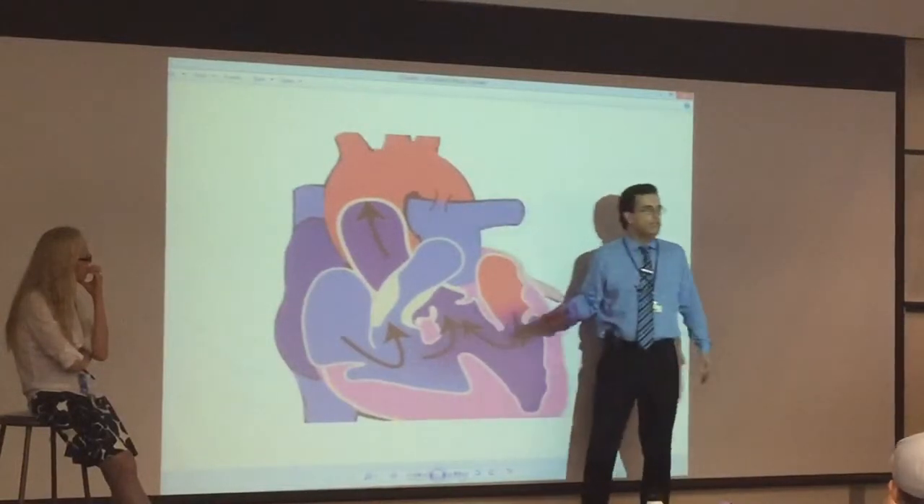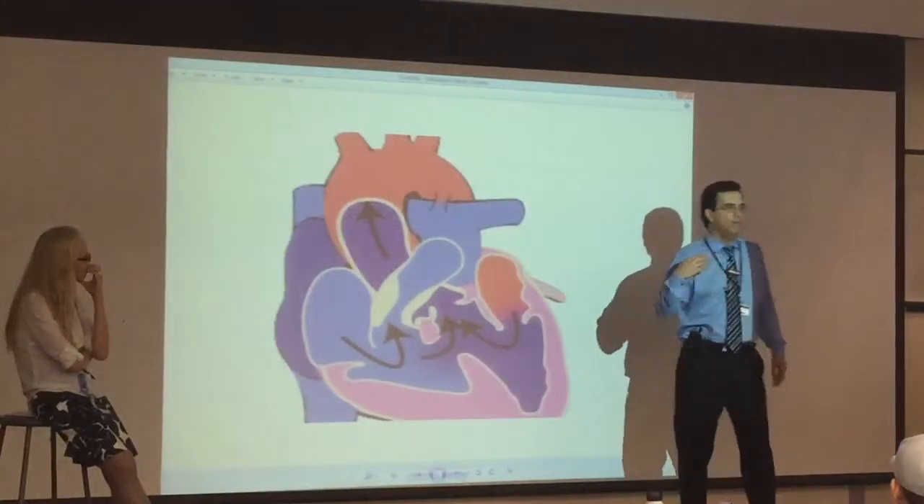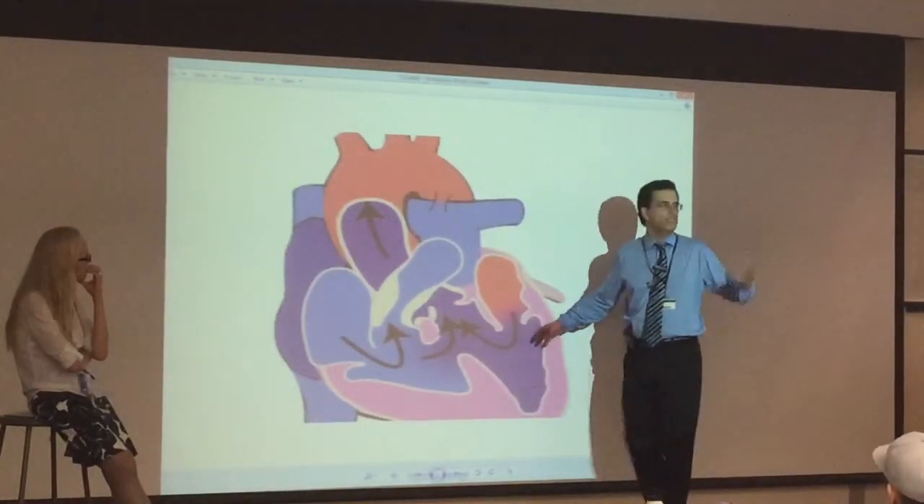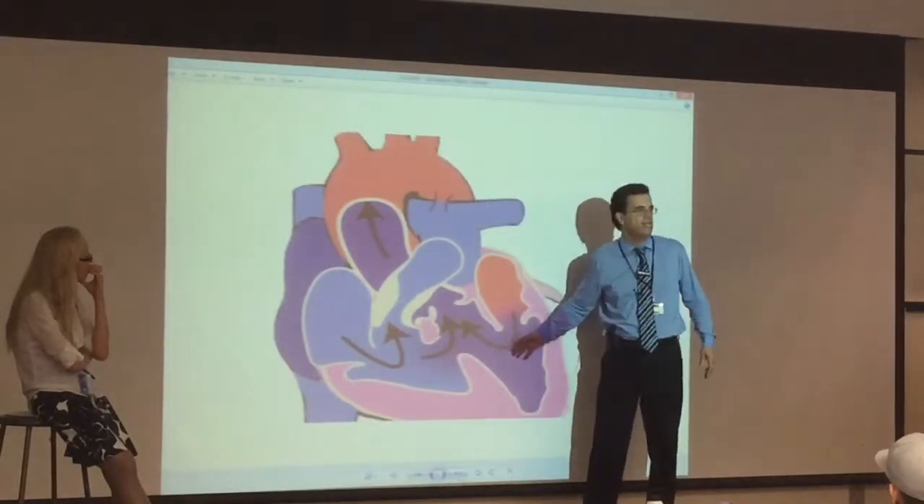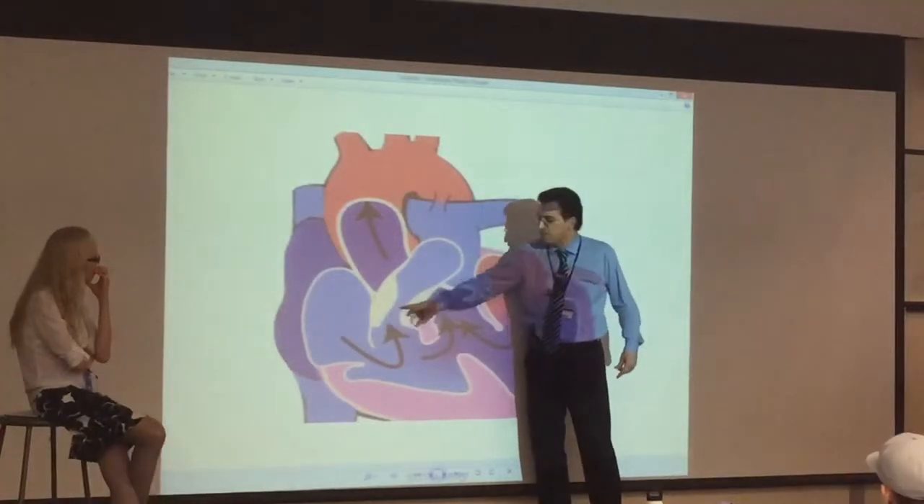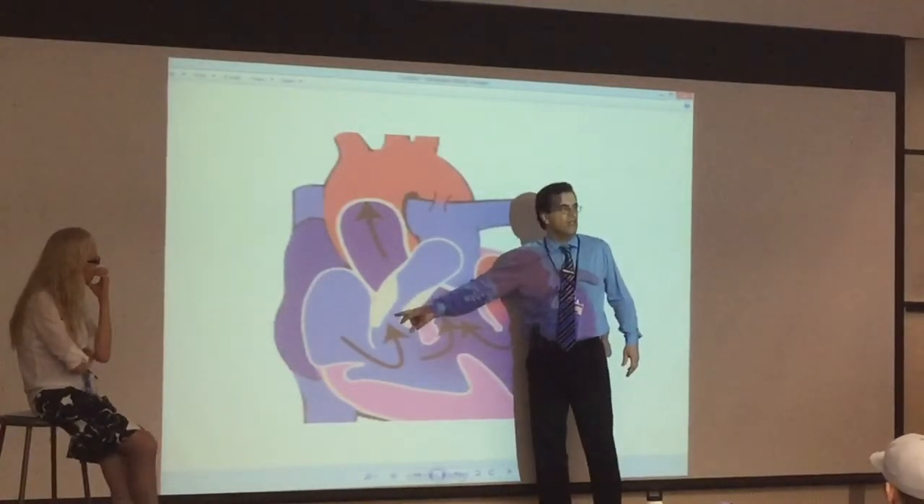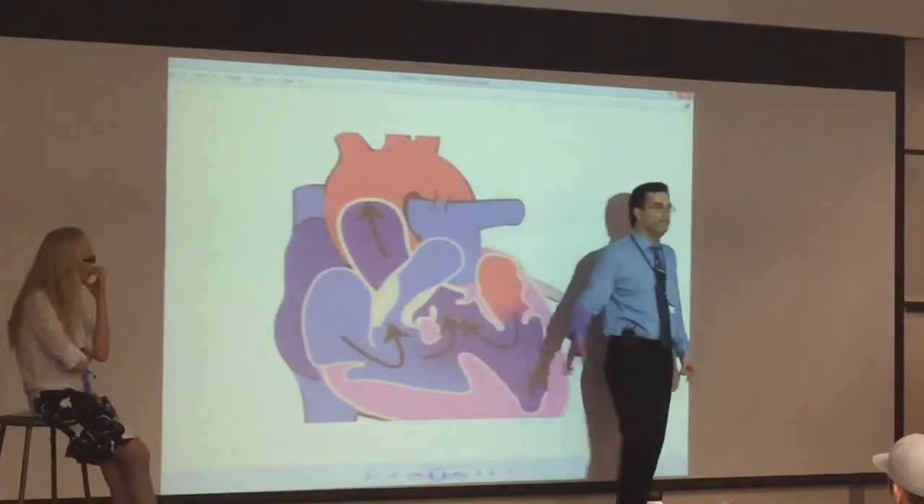So remember, the reason you have this right to left shunt, if you think about it, for example, for VSD, before, when you just had an isolated VSD, you had the left to right shunt because the pressure was higher on this side. But now you have another resistance. You have this stenosis in the pulmonary, and that actually makes the pressure higher on the right side. That's the reason you have the right to left shunt.